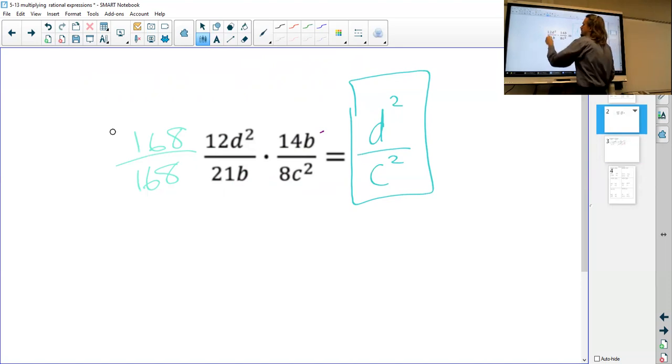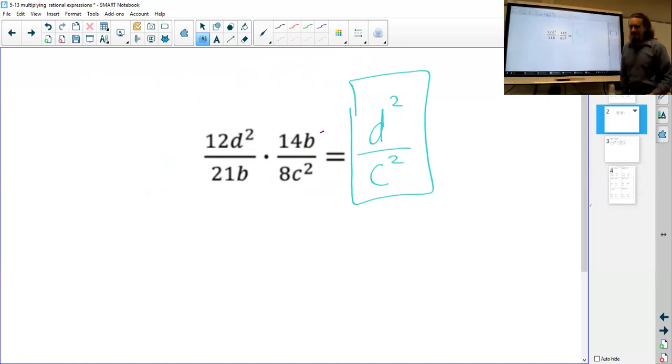Okay? So even though the whole idea of this is multiplying rational expressions, you really just think of it, everything on top is on top, everything on bottom is on the bottom, and then you just simplify whatever you can. Okay? So that's it. So good luck. Try them out. See how it goes.